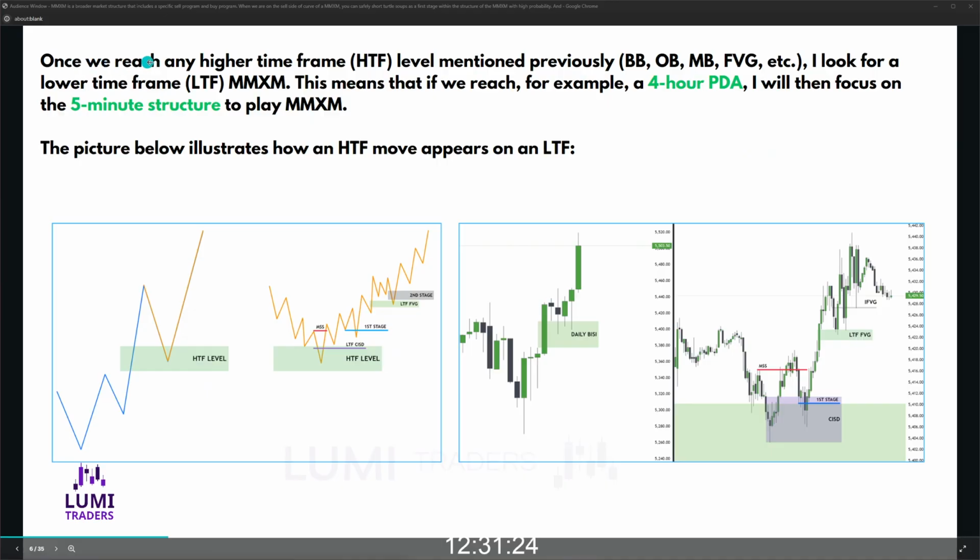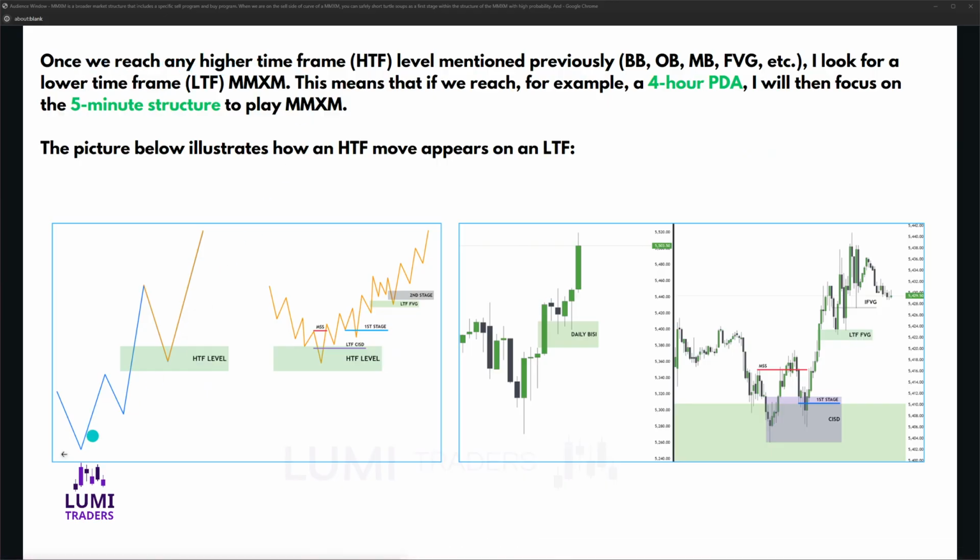Once again, once we reach any higher time frame level mentioned previously, it can be a breaker block, an order block, a mitigation block, a fair value gap, or any other PD array, you want to look for a lower time frame market maker model. This means that if we reach, for example, our PD array, I want to focus on 5-minute structure to play the market maker model.